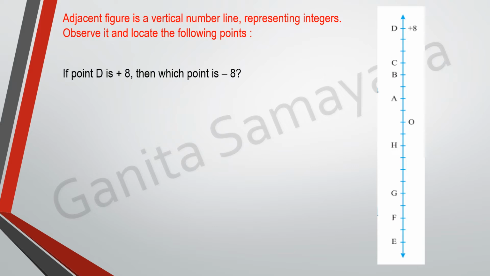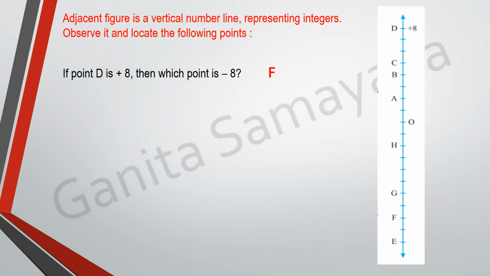Clear? Point D is plus 8. Then which point is minus 8? So we can see here, this is our 0. See 1, 2, 3, 4, 5, 6, 7, 8. D is plus 8. Where will minus 8 be? It has to be below 0. So let us see. Minus 1, minus 2, minus 3, minus 4, minus 5, minus 6, minus 7, minus 8. So how is this point labeled? Yes, it is F. F represents minus 8. So the answer is F.